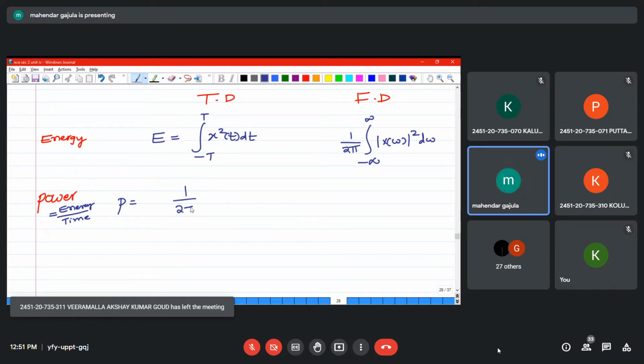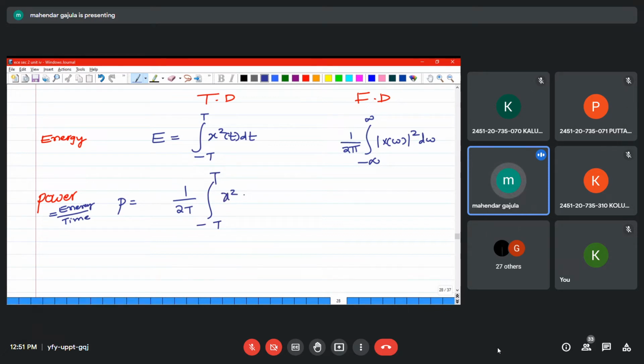One by 2T integration from minus T to T of x squared t dt. Integration of x squared t dt is energy. Divided by 2T, T is time. And you have to apply T tends to infinity for aperiodic signals.